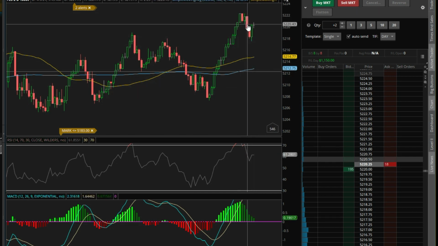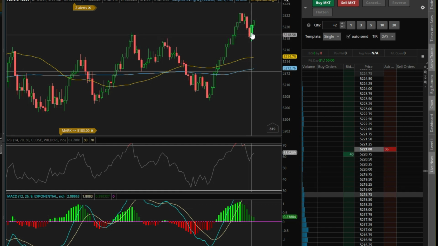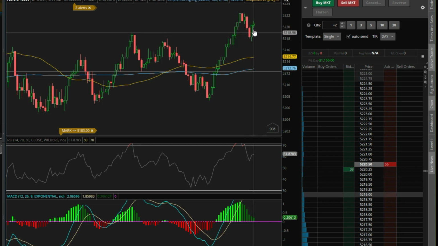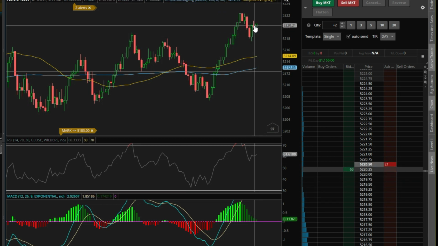But it kind of scares itself too. If it drops too fast, it'll have a recovery point like this. You can see the recovery of these candles here, and now we've kind of formed a doji, and it's slowing down.